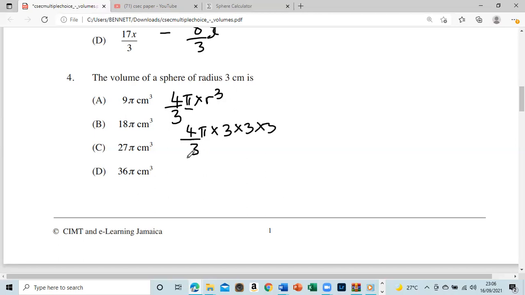Alright, so we can just cancel. So quite easy. 4 3s are 12. So 4 3s are 12, that is this one right here. And 3 times 12 is 36. Alright, so 36 pi cm cubed. So number 4 is 36.